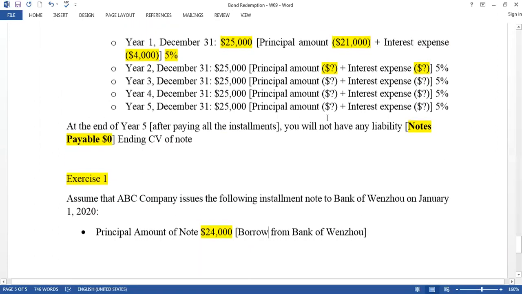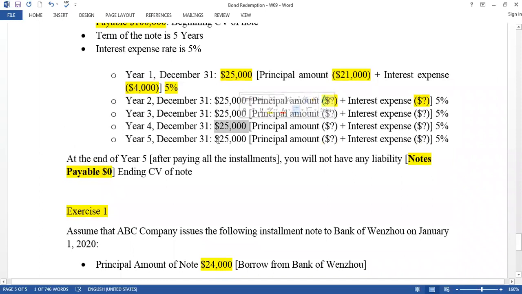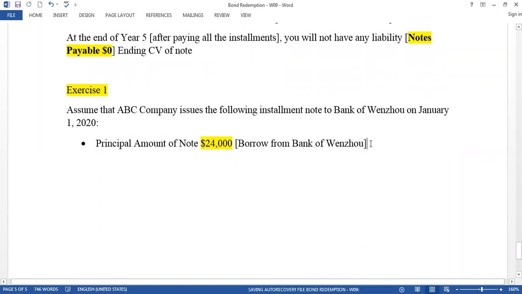And what is the meaning of an installment note? An installment note means that every year you have to pay a similar amount of money. It includes some principal amount and some interest expense, and after year 5 you don't have any liability, you have paid all the money. So the principal amount of the note is $100,000. Term of the note is 5 years.